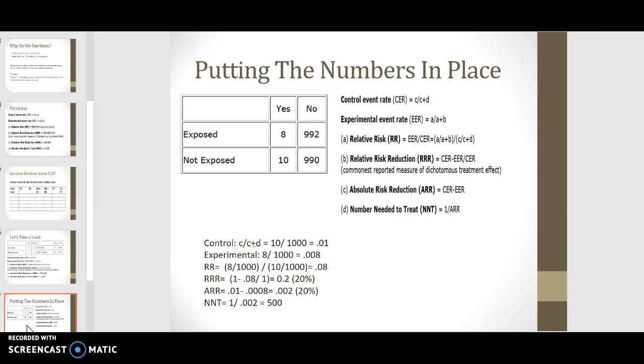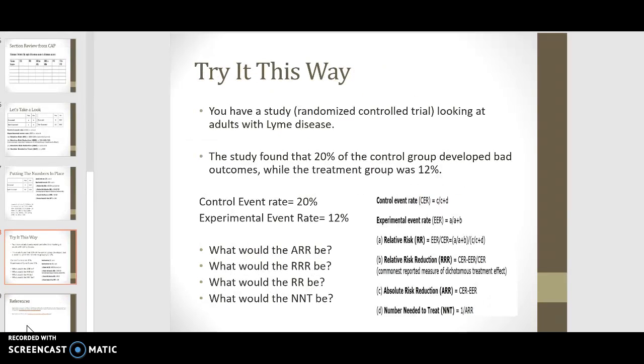Now, we're going to explain this in a little different way. Let's try looking at just percentages. But here's that example that I wanted to come back to. Let's say you have a randomized control study looking at adults with Lyme disease. The study found that 20% of the control group developed bad outcomes while the treatment group was 12%. You have your control event rate of 20% and your experimental event rate of 12%.